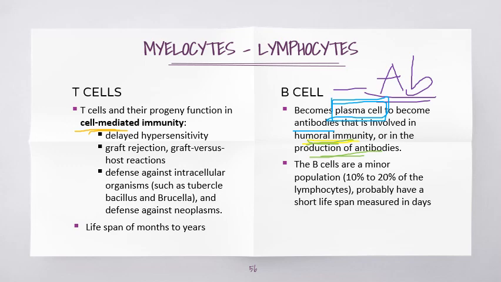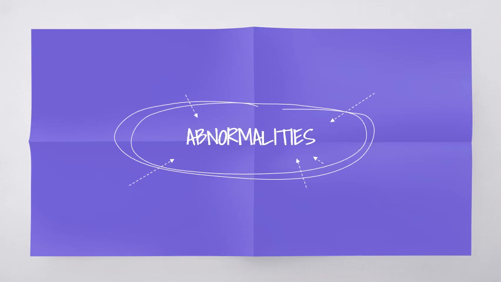For the lifespan, T cells circulate in the blood for months to years, while B cells are actually very short-lived, and they comprise about 10 to 20% of the lymphocytes. Question, can you differentiate T cells and B cells in the blood? The answer is no. You can only differentiate them by special stains. Okay, so now, I'm sorry, this is taking long. We'll be discussing now the abnormality.